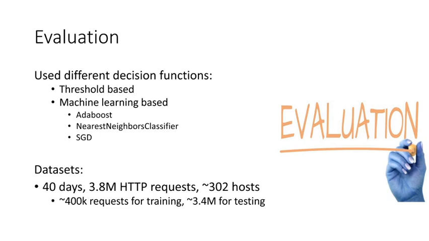Evaluation. Okay, let's talk about the evaluation. First of all, we tested HeadPrint using different decision functions. As I said, different threshold-based functions, and machine learning-based ones. And we tested our solution and Decanter as well on a data set collected over a little more than a month. We had almost 4 million HTTP requests over 300 hosts, and roughly we used 400,000 requests for training and 3.4 million for testing.